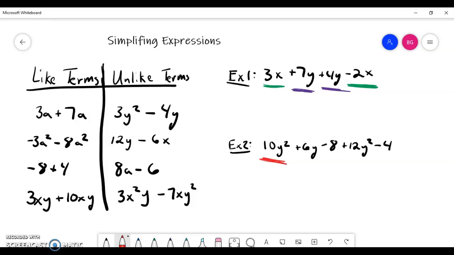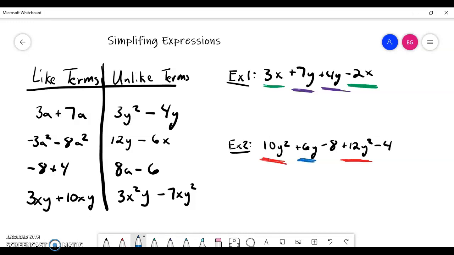A negative 8, that's not going to go with it. There's no variable with that one. Then I see a plus 12y squared. So yes, that one will go with it. It has the same variable. Okay, then I see a minus 4. That one will not. So then I'm going to go to my next one. So I had found all the ones that have y squared together. I'm going to go to the 6y.